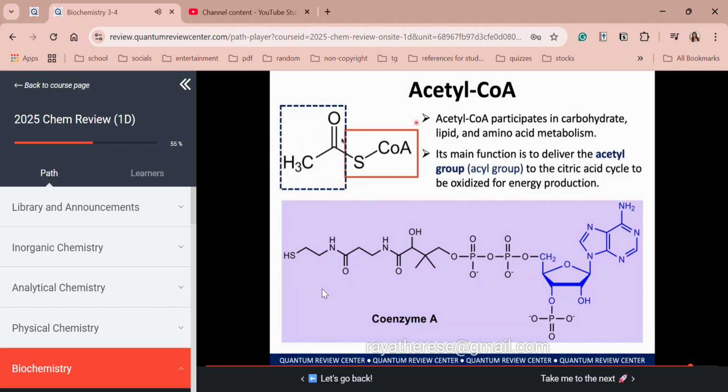Alright? So the backbone of acetyl-CoA is this thioester functional group boxed in red. Alright, so again, this is the structure of your coenzyme A from our previous slides.